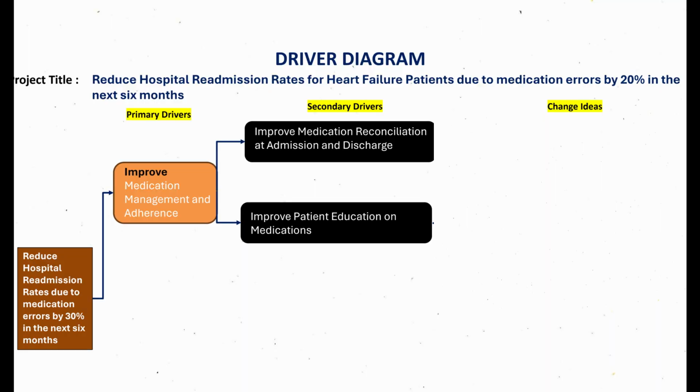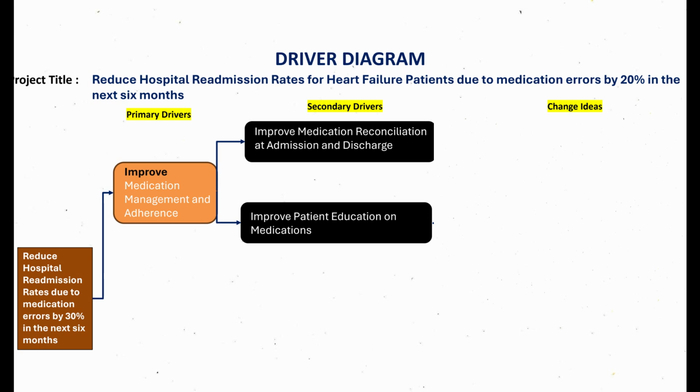To improve medication management and adherence, we focus on two secondary drivers. First, medication reconciliation at admission and discharge. This means ensuring that, both when patients are admitted and discharged, their medication lists are completely accurate and up to date. Another secondary driver is patient education on medications. Educating patients about their medications is really key to improving adherence. Even if the right medication is prescribed, it just won't matter if the patient doesn't know how or when to take it.